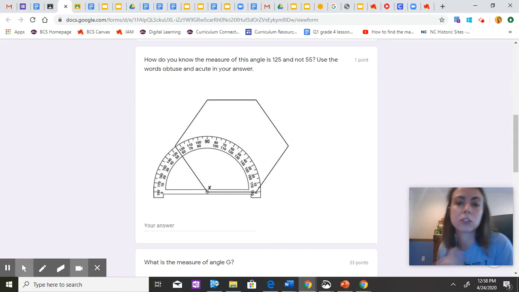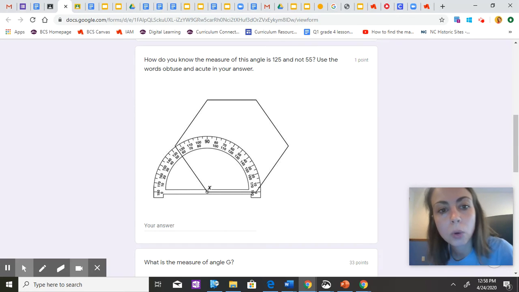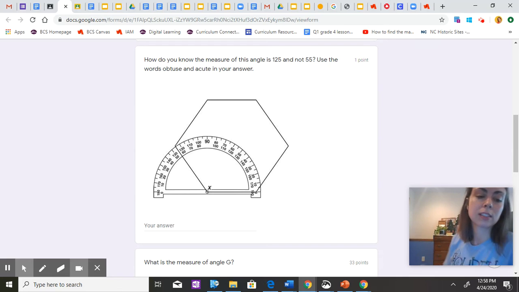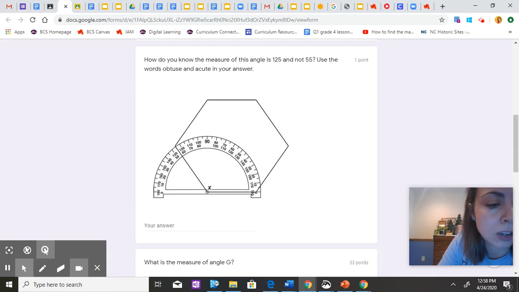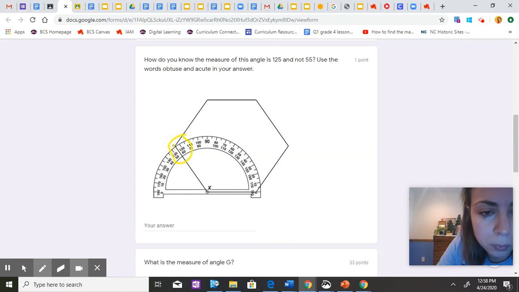How do you know the measure of this angle is 125 and not 55? Use the words obtuse and acute in your answer. So as you look at this angle, you can see that it is right there at 125 and 55. So how do you know which one it is? Well, let's look at that angle.